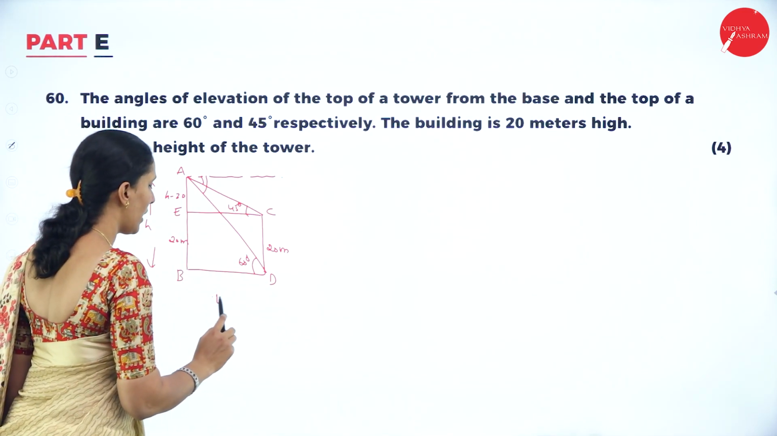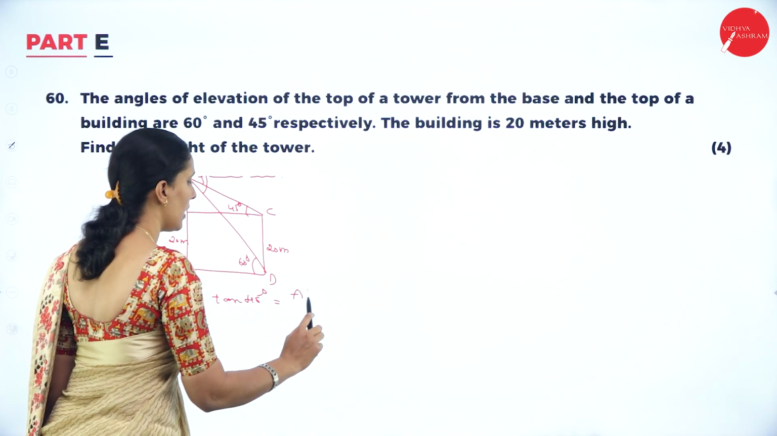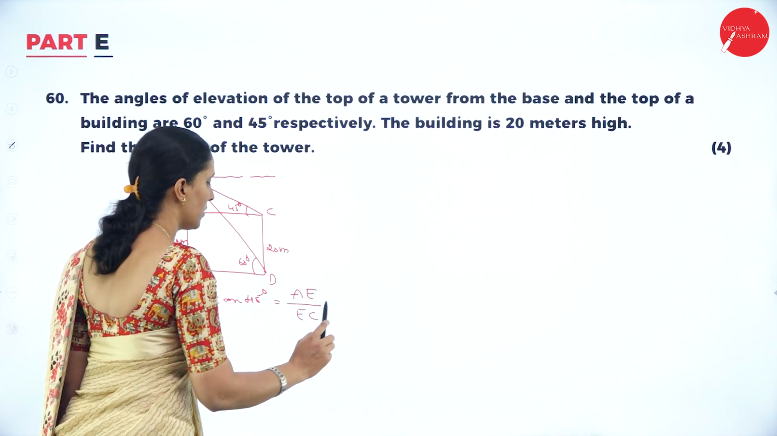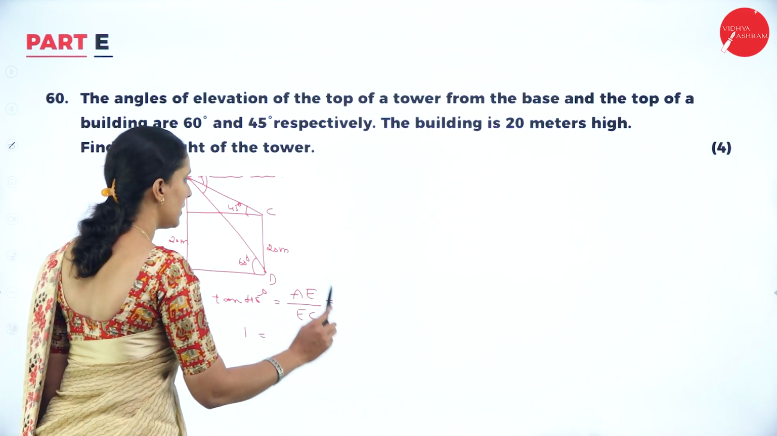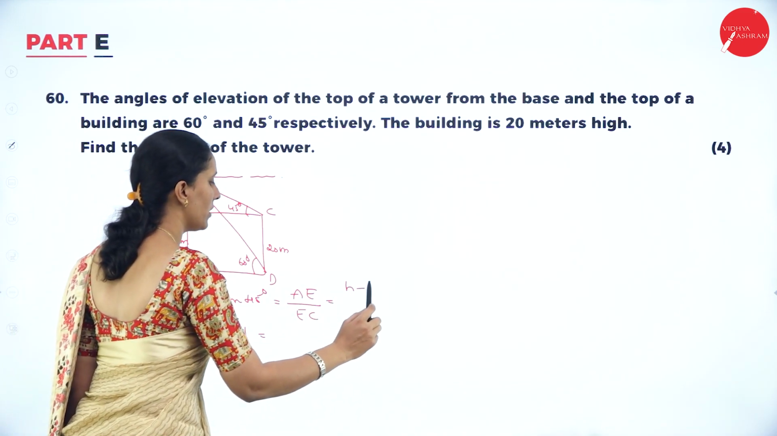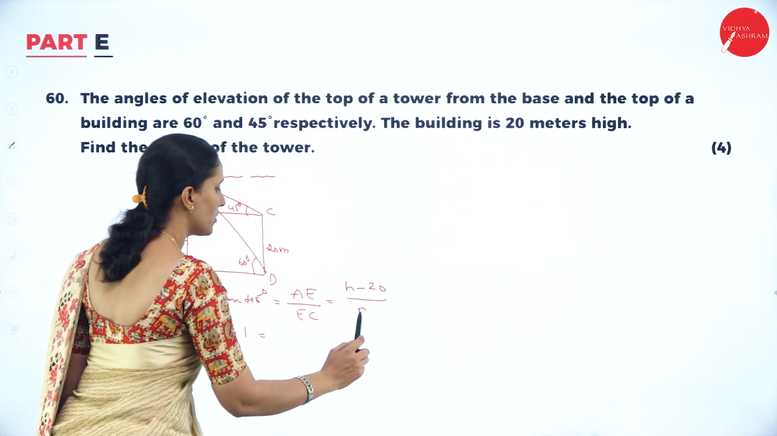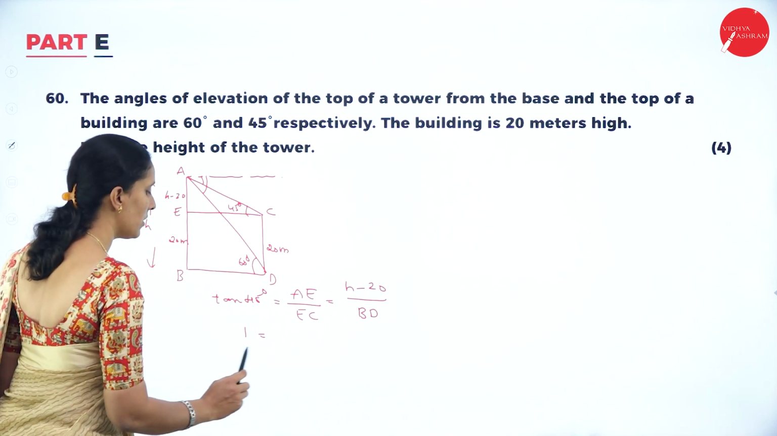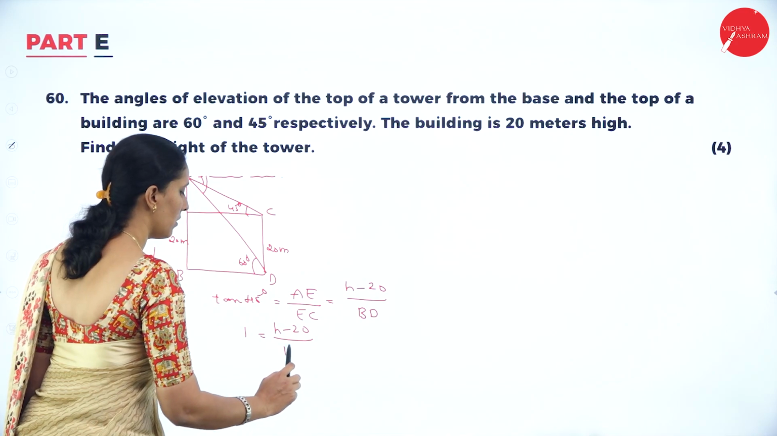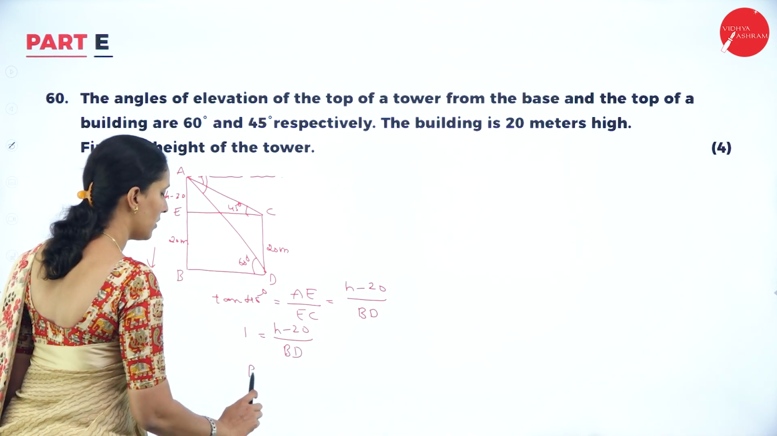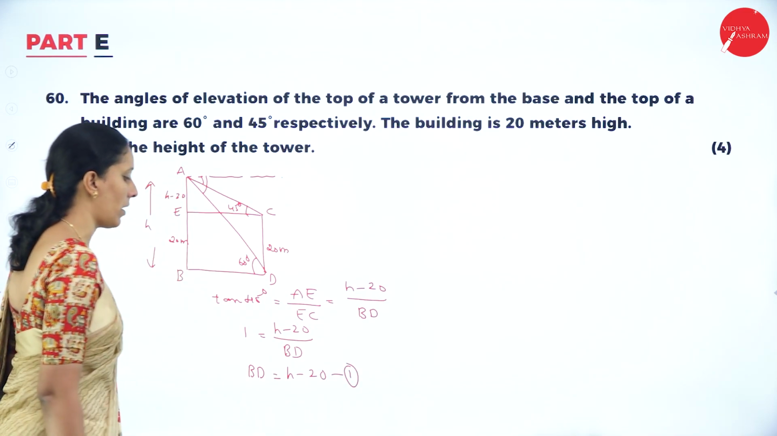So from the figure we can see here tan 45 is AE by EC. So tan 45 value is 1. So AE by EC, where AE is h minus 20. EC can be written as BD also. So let's write it as BD. From this, we'll get 1 is equal to h minus 20 by BD, or we can take BD is equal to h minus 20. Let's take it as equation 1.